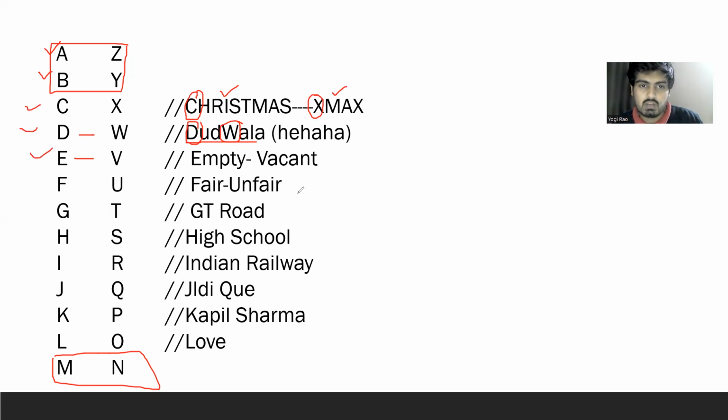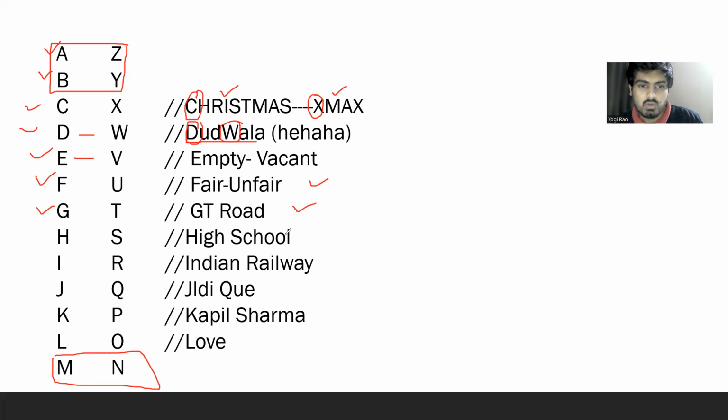F and U, fair, unfair, both are opposite to each other. From here we can remember F and U. GT, we can remember it as GT Road. GT Road, earlier it was NH1. It was the longest highway of India, made by Sher Shah Suri.